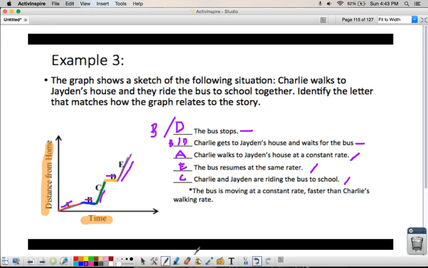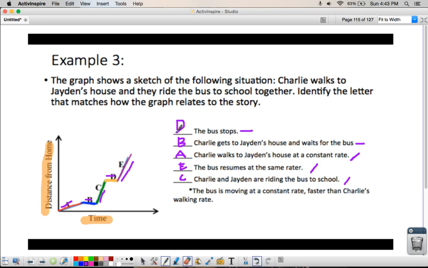So let's go back to 1 and 2. So I'm going to erase what I had so we can clarify. So he's walking to Jaden's house first, and then they wait for the bus. So they haven't gotten on the bus yet. He walks to their house, and then he waits. So that one is actually going to be B. And then the bus stops, so that would be at D.